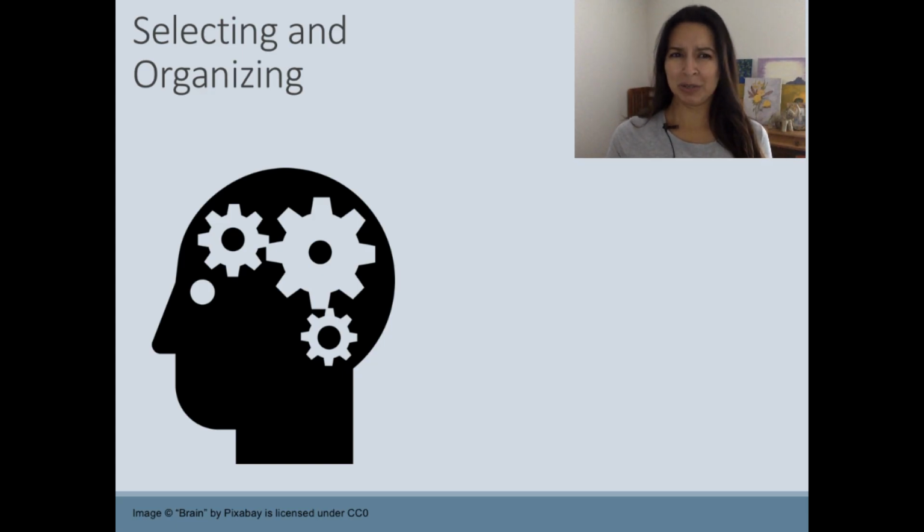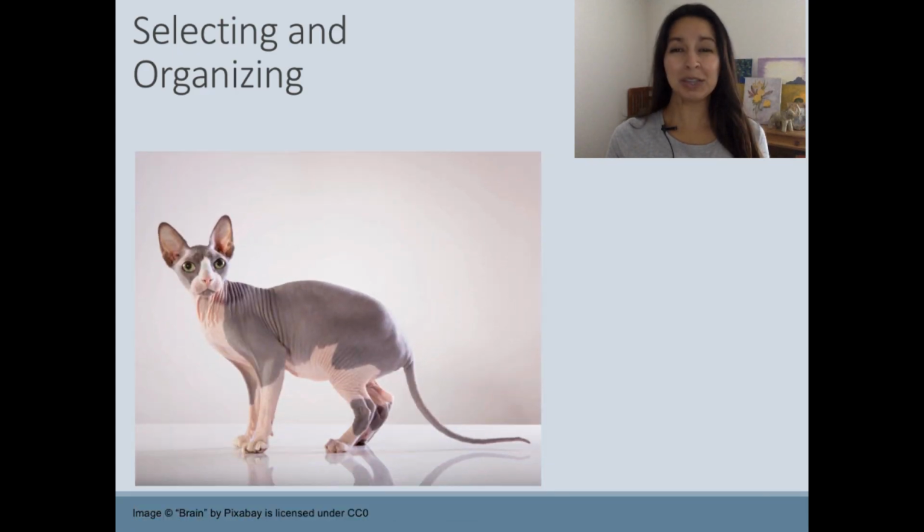My cousin got one recently. Here's what it looks like. Well, this has 4 legs, a tail, whiskers, but is not furry. Not furry at all. It's a hairless cat. Now you have to adjust or change your schema of a cat.